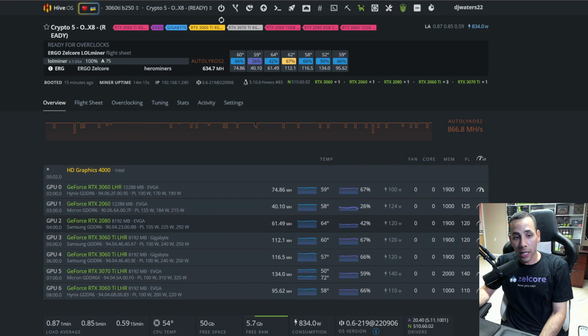The 2080 getting 61 megahash at 120 watts. 0 on the core, 1900 on the memory. Not very impressive there, man. I definitely would not be shooting for the 2080, but hey, maybe it's just me, maybe it's my overclocks. I really don't want to go over 120 watts. Maybe I'll just sell this card, or actually probably be better on Flux now that I think about it. So yeah, that's the only 20 series cards that I have mining ERGO right now.